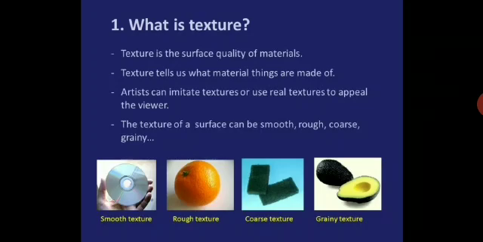You can see smooth texture over here, that CD, and rough texture, the peel of an orange. Then you see a scrubber here, which has a coarse texture. By the sense of touch, you understand the texture of the surface or the material. And over here you have a fruit, avocado. The surface of the avocado is grainy, so it's a grainy texture. You just need to write down the first two lines of this, what is texture, in your notebook.